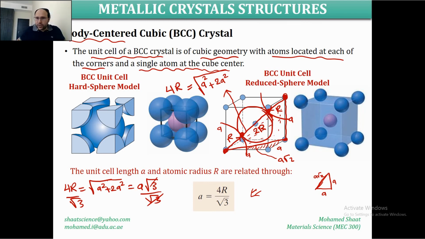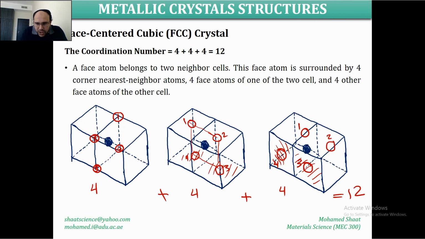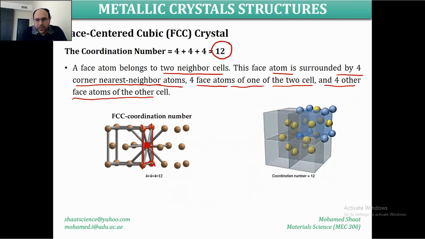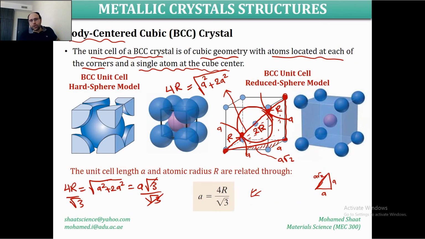So this is why the lattice constant in terms of the atomic radius for the BCC crystal structure is different from the FCC crystal structure, and you have to memorize and remember these relations. For the FCC crystal structure it was 2 square root of 2 r, but for the BCC crystal structure it is 4r over the square root of 3. Make sense?